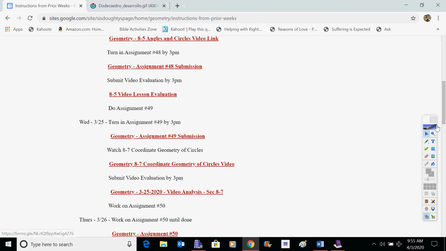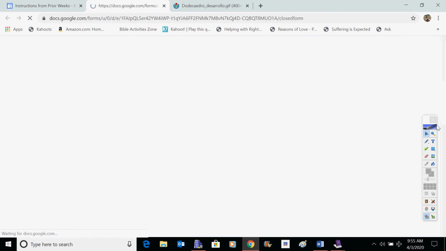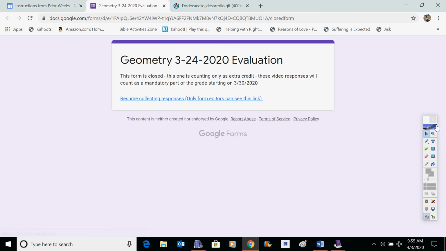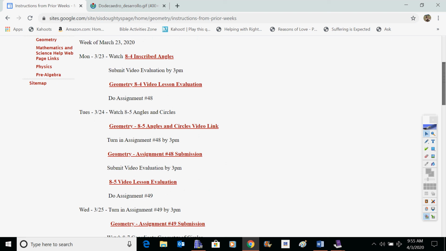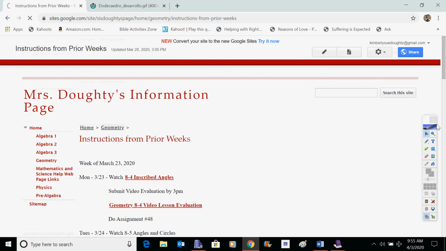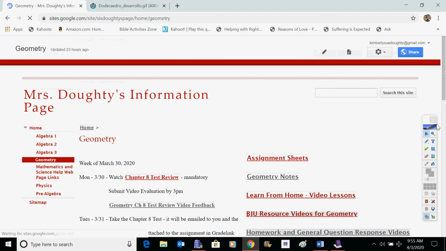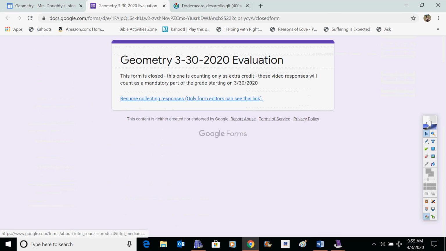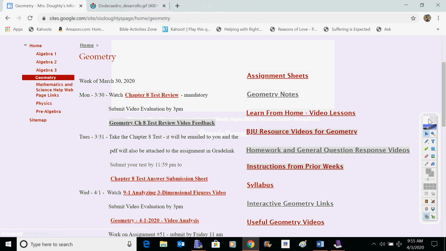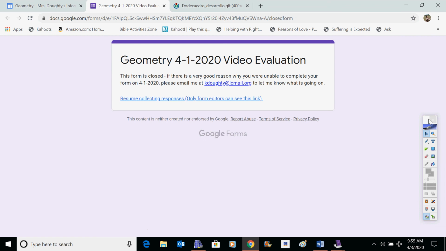The only thing is, like the old video evaluations, most of them will come up with a note like this where the form is closed for the prior week. Those were worth extra credit, but if you go back to the regular geometry part for this week and try to click on something that's old and closed, like the test review feedback, we try to go to that and it's closed. Oh, it's not supposed to say extra credit on that one. That's supposed to say something else. Here we go, yesterday's, or two days ago.